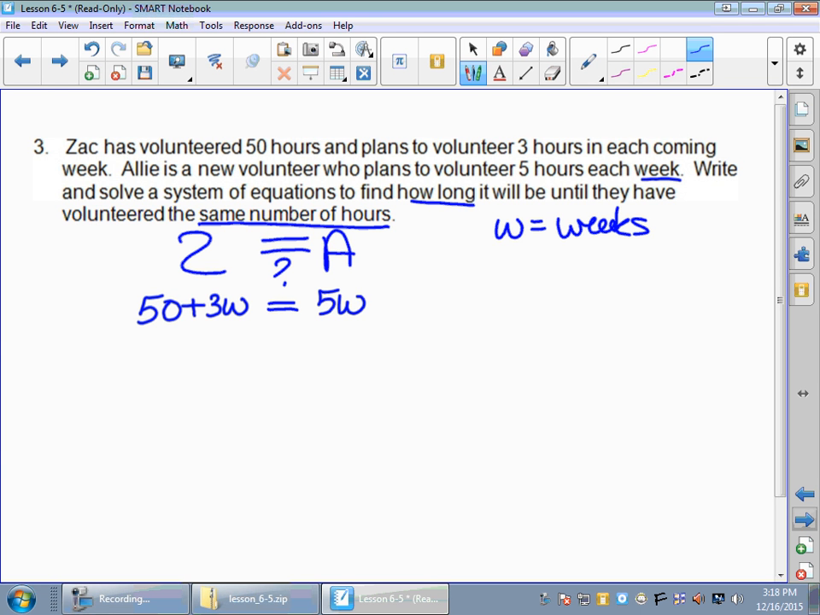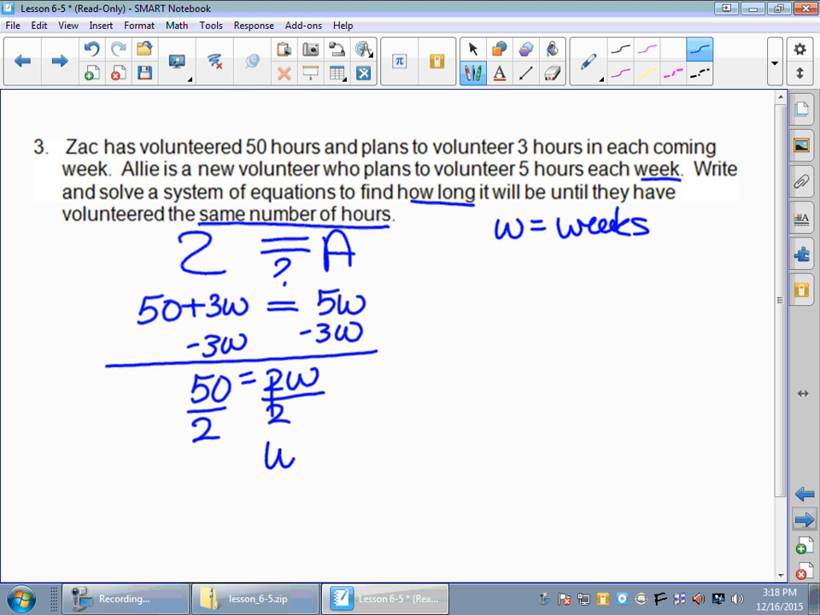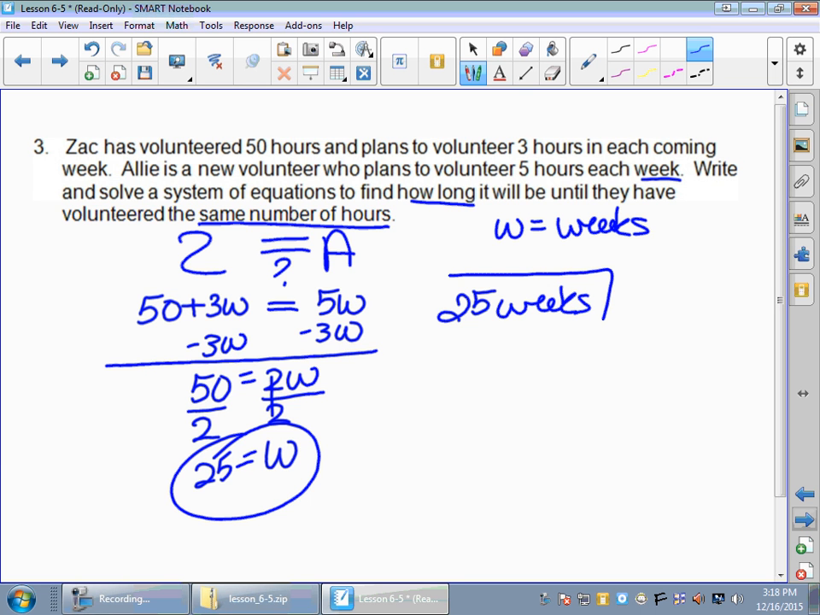50 plus 3W is equal to 5W, and so we would subtract 3W from both sides. 50 is equal to 2W divided by 2. W is equal to 25. So they asked when would they be equal, when would they be balanced, and the answer is after 25 weeks. So that one we really can't use an ordered pair for because it really wasn't a system at all. Just a nice word problem that's setting things equal to each other.